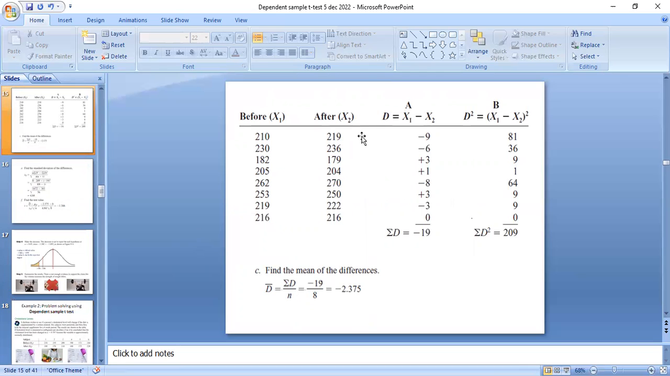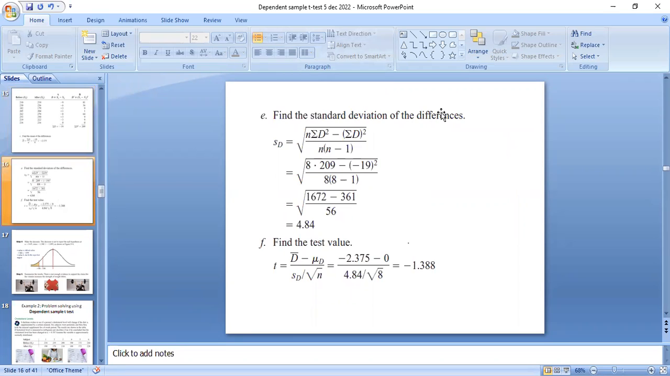For this, we will make the table as described earlier. We will find the differences between the before and after test, and we will then take the square. We will take the sum of all the differences, that comes out to be sigma d equal to minus 19, and we will take the sum of all the squares of the differences, sigma d squared, that comes out to be 209. Then in the next step we will find the mean of the differences. For the mean of the differences, we take sigma d, the sum of all the differences, minus 19, over the sample size, 8. So the mean of the differences comes out to be minus 2.375.